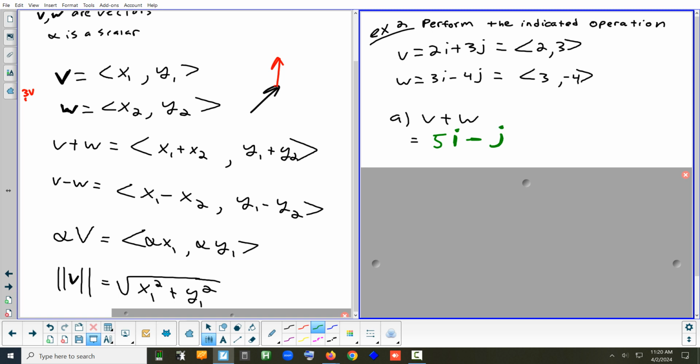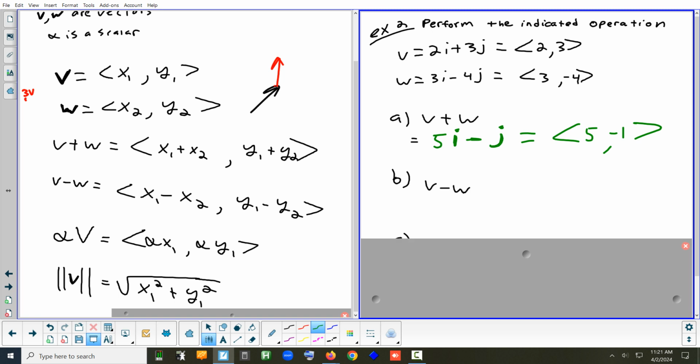Okay, how would you write that in that notation? Right. If you're going to write it this way, you do need to put the number negative 1. If you write it in the ij notation, you don't need to put the negative 1 in front of the j. Okay, so that's adding. Any question on that? All right, so let's do subtracting.